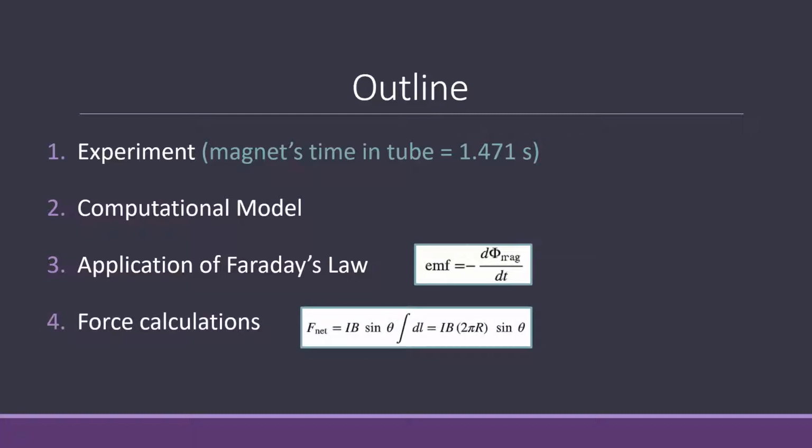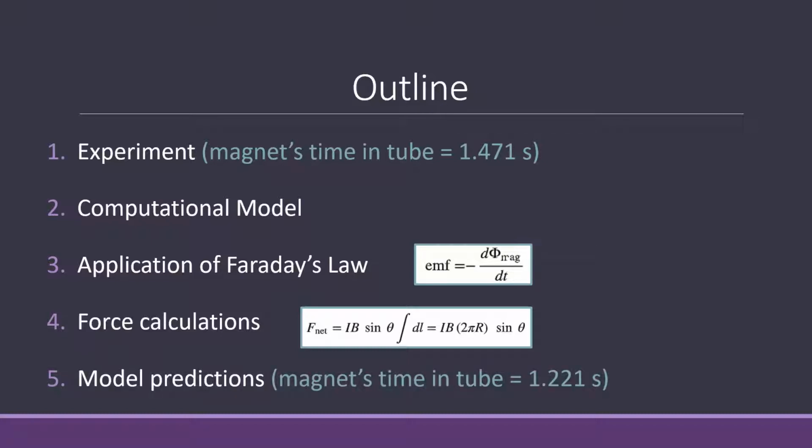Use the Biot-Savart law to calculate the force on each ring, and superposition to calculate the force of the whole tube of rings on the falling magnet. According to Newton's third law, this will be equal to the magnitude of the magnet's force on the tube. Calculate the net force on the magnet, then use Newton's second law to update velocity and position parameters in the model to predict the magnet's time spent in the tube.